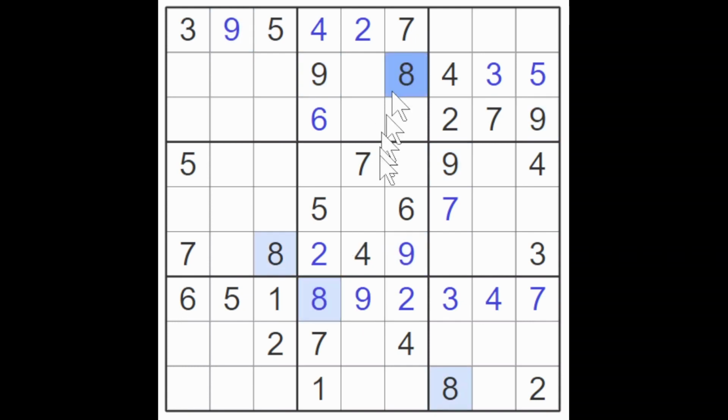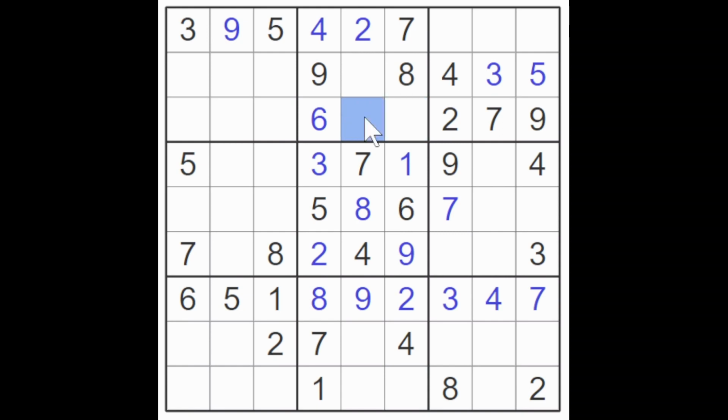This 8 and this 8 gives me an 8 for the center cell, and this therefore now must be a 3 because it's the last digit missing from the column. And that makes this a 1. This is now a 3 or a 5, and this is a 3 or a 5.